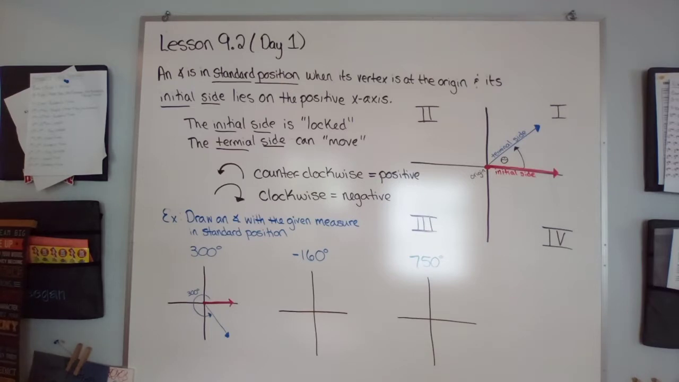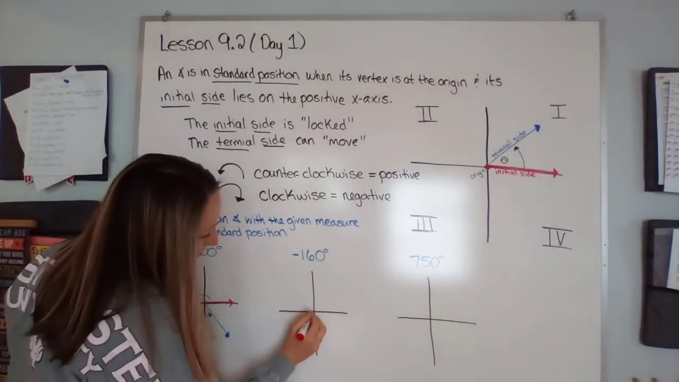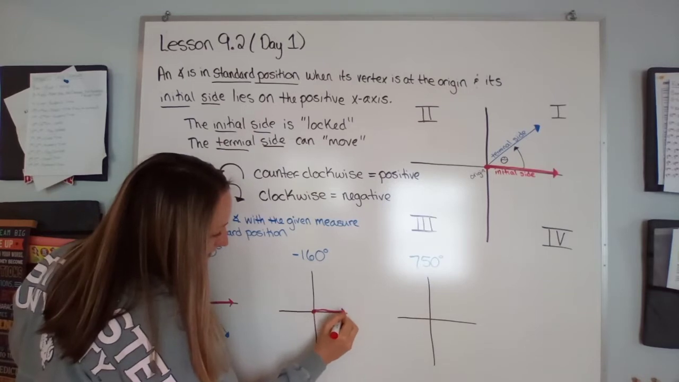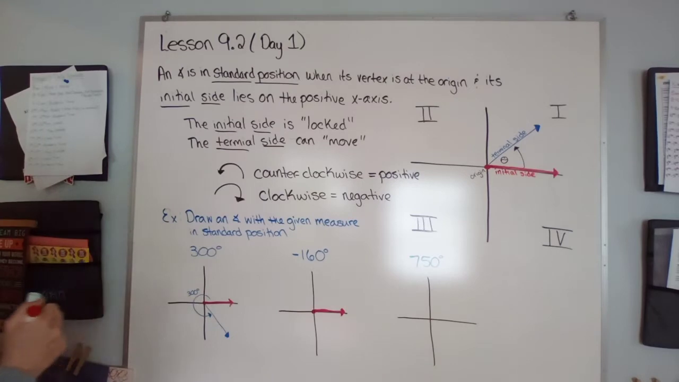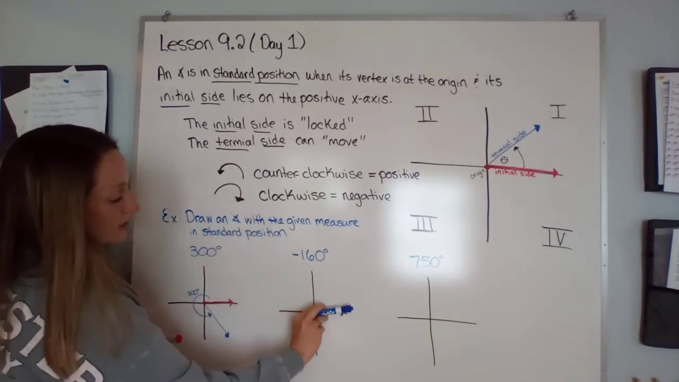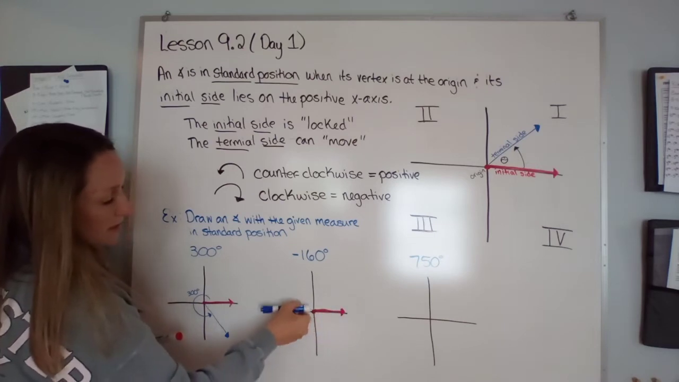All right, next I'm going to rotate negative 160. So again, I start with my vertex at the origin and my initial side locked to the positive x-axis. Okay. And since it's negative 160, that means I want to move clockwise. So my terminal side is going to rotate this direction.